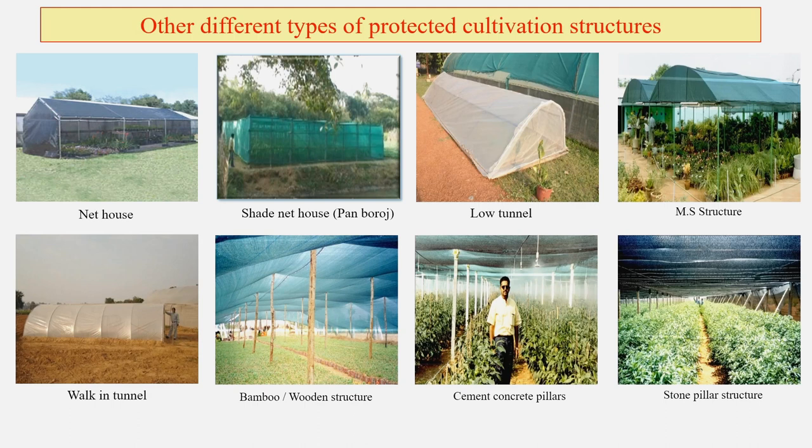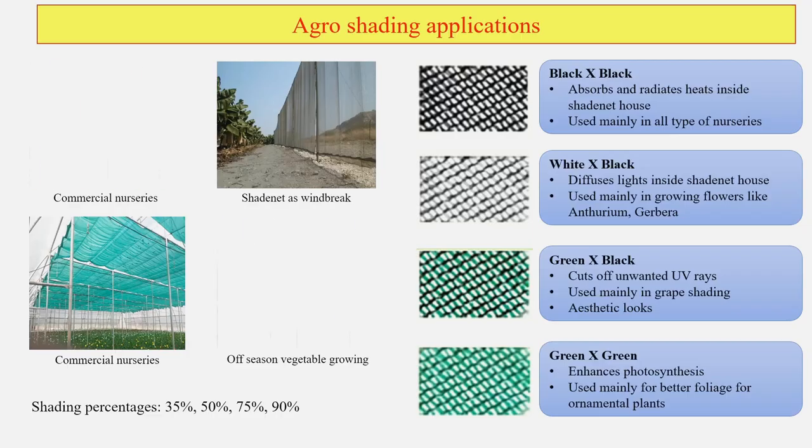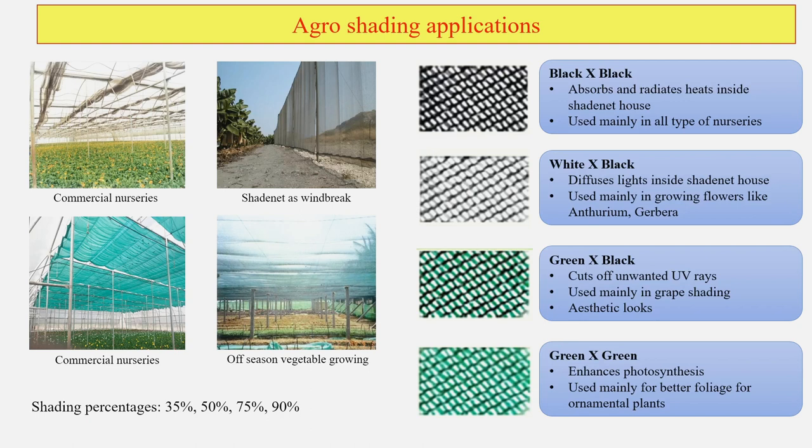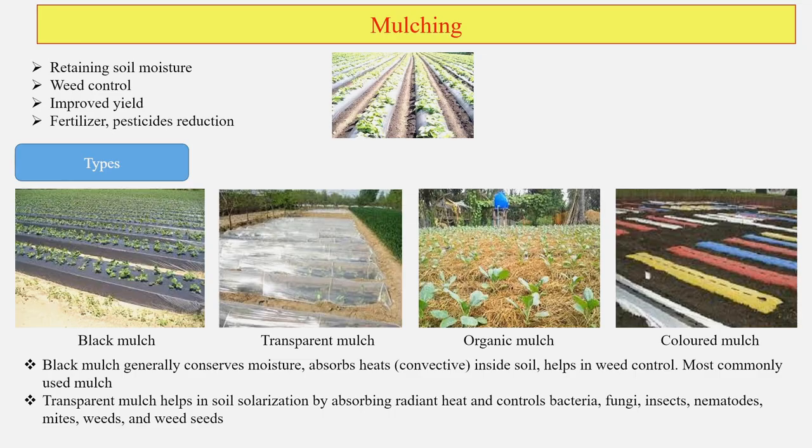Then we also discussed other types of protected cultivation structures and how they are used in developed as well as in developing countries. Agro shading applications we have also discussed, and how different types of materials are used for this kind of agro shading. We also talked about tunnel systems, tunnel agriculture, creating different kinds of structures which can avoid insect infestations. So I think quite a lot of examples have been discussed under these precision farming structures.